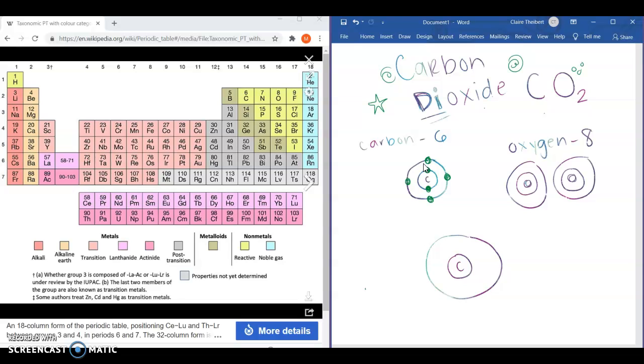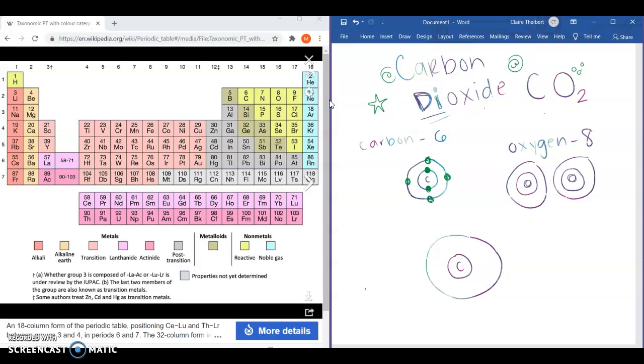Oxygen is 8. So when we're filling it in, we're going to have to draw 8 electrons. But remember that oxygen, it says O2. So always look at this small number and you have to say, okay, I have to draw 2 of these. So carbon, we only have to draw 1. Oxygen, we have to draw 2.